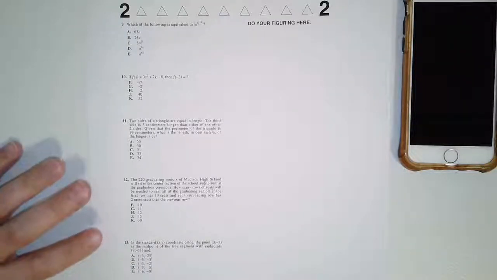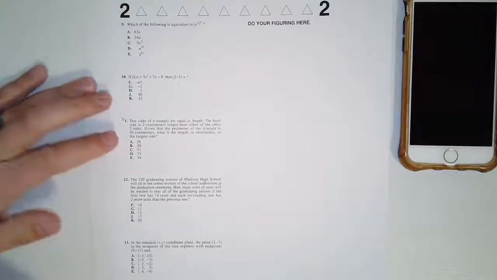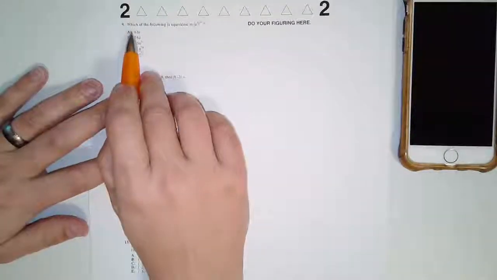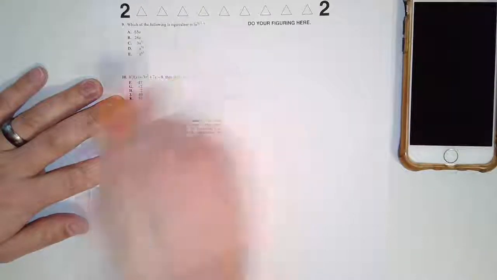Okay, today we're going to go over test 18A09, questions 9 through 11. So this first question says, which of the following is equivalent to a to the third to the 21st?